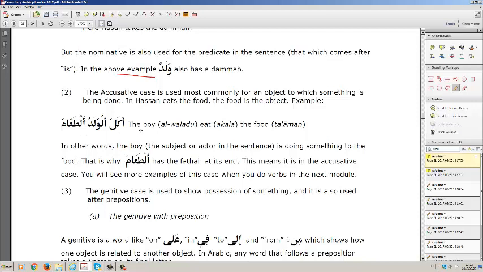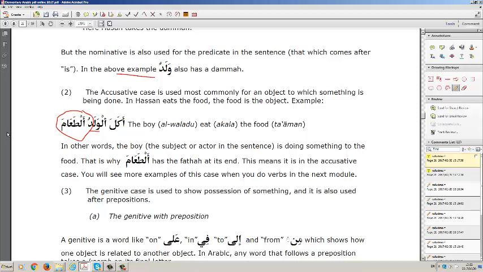So for example, we have the boy, al-waladu. That's the subject of the sentence, and the boy is eating. So akala al-waladu. Akala means to eat. So akala al-waladu, the boy eats. In Arabic, the verb normally goes before the noun. Akala al-waladu, so the boy eats. But what is he eating? He's eating food, at-ta'am, but the food is being acted on. Something's being done to the food.